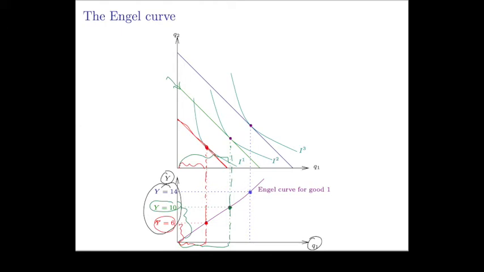We do that for all possible income levels, not just 6, 10, and 14. We do it for every possible income level, and that gives us this curve, which we call the Engel curve. Again, it's the counterpart of the demand curve, where instead of talking about the relationship between price and quantity, we talk about the relationship between income and quantity.